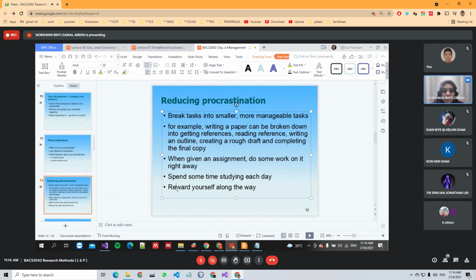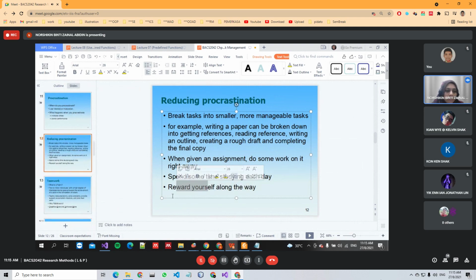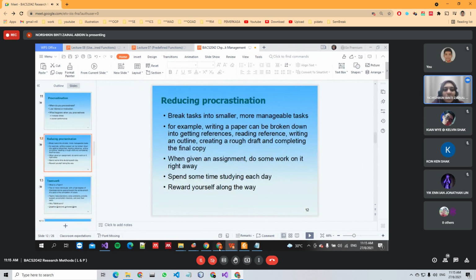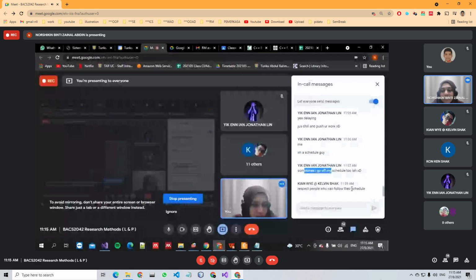Reward yourself along the way. This is common too. When we achieve something, we reward ourselves. But if you keep rewarding yourself and you didn't do anything, that's another level. So reward yourself after you have already done something. For example, you already done your LR, so maybe you can reward yourself with anything, watch a movie, I don't know. So yeah, reward yourself because it is very important. So that one is on procrastination. Any questions before I move to the next slide?